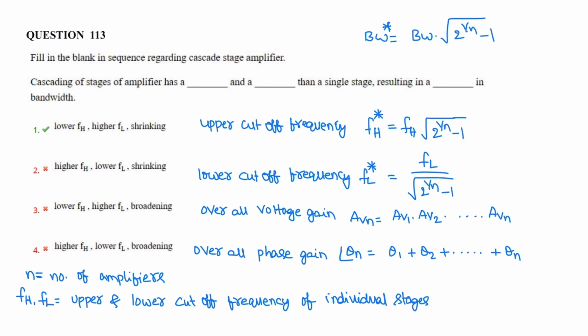So from these, the upper cutoff frequency is decreased and the lower cutoff frequency is increased for an n stage amplifier. If the upper cutoff frequency fh star is decreased and the lower cutoff frequency fl star is increased, obviously the bandwidth gets decreased.